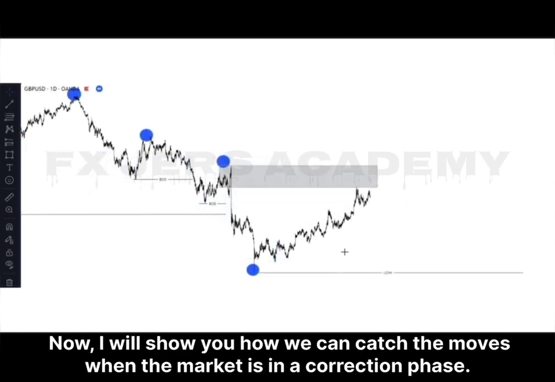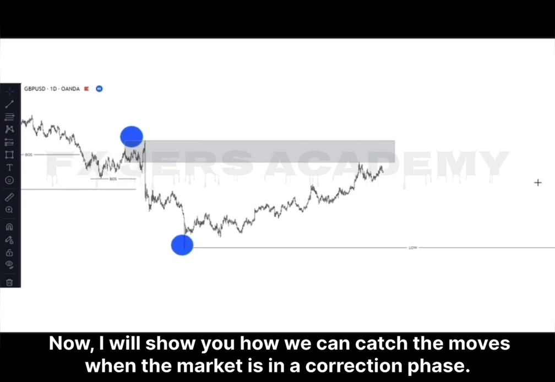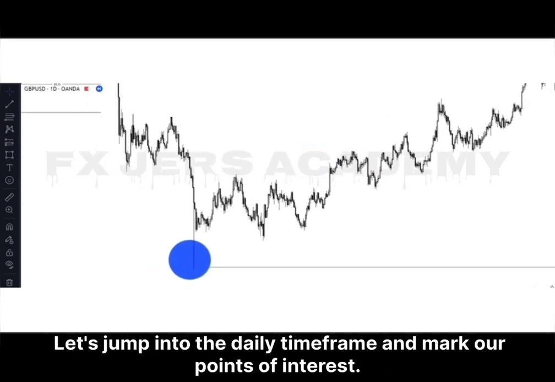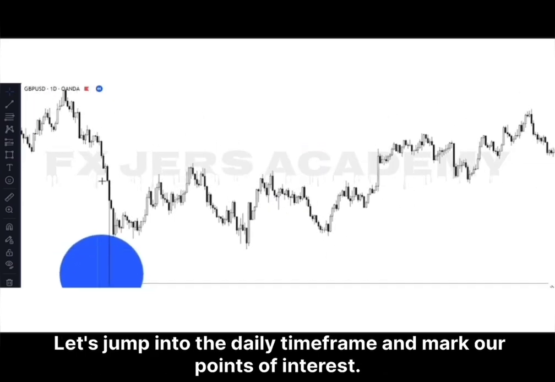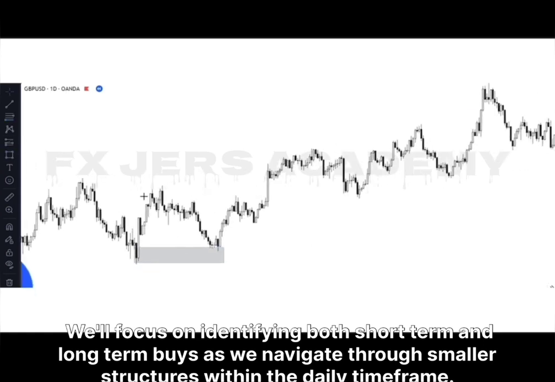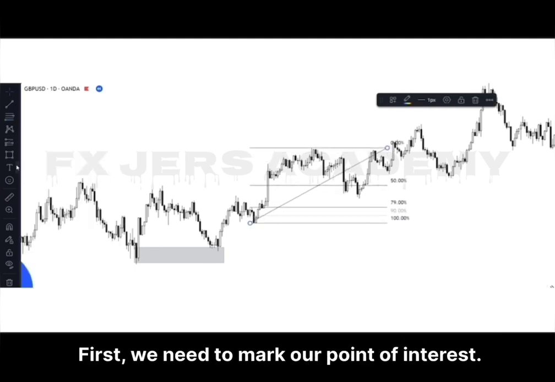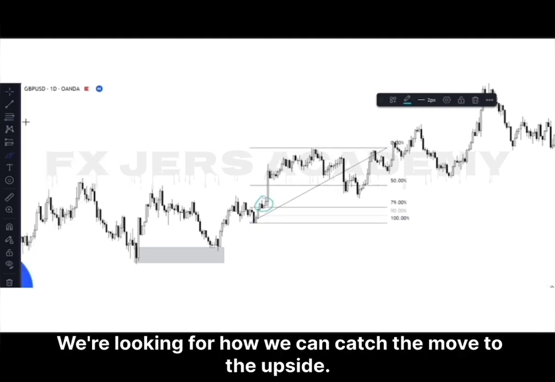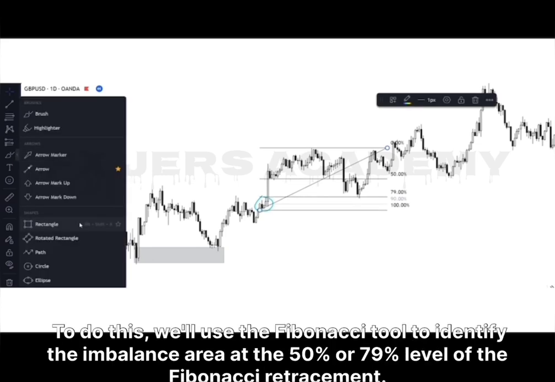Now, I will show you how we can catch the moves when the market is in a correction phase. Let's jump into the daily time frame and mark our points of interest. We'll focus on identifying both short-term and long-term buys as we navigate through smaller structures within the daily time frame. First, we need to mark our point of interest. We're looking for how we can catch the move to the upside.